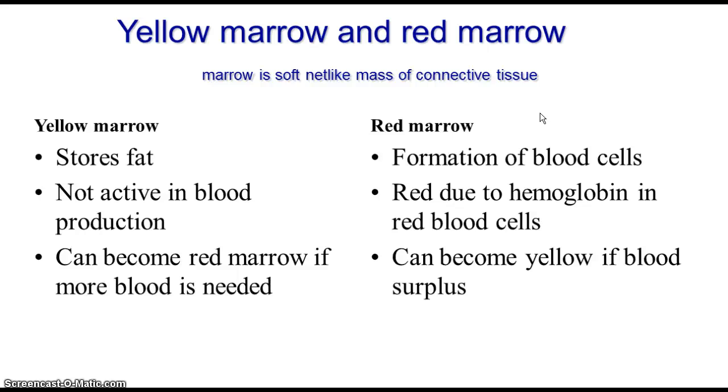Now, the yellow marrow can become red marrow to produce more blood for us in times of need. If we end up in a surplus, the red marrow can become yellow to help in storage of fat. So the marrow is constantly changing depending on, again, that homeostasis that our body tries to stay in, trying to keep things at the norm.